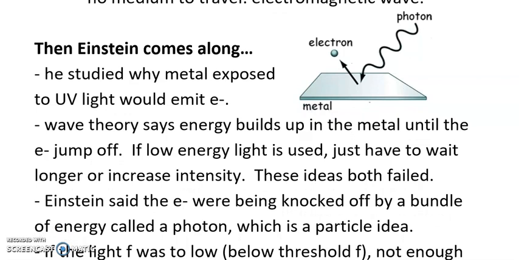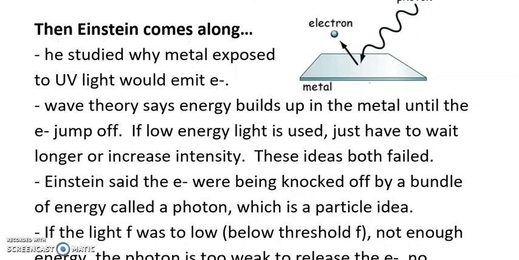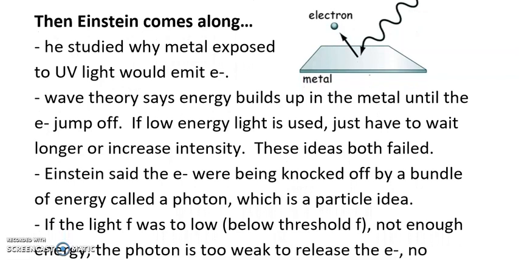And basically he said if the light frequency is too low, and this was called threshold frequency, there's not enough energy and the photon is too weak to release the electron. So he actually used an idea that, again, you guys will learn in grade 12, that frequency is directly connected to how much energy a photon actually has. And if the photon is too weak, it can't move the electron. It doesn't matter how often you use it, how long you wait, or how bright it is. It doesn't make any difference.